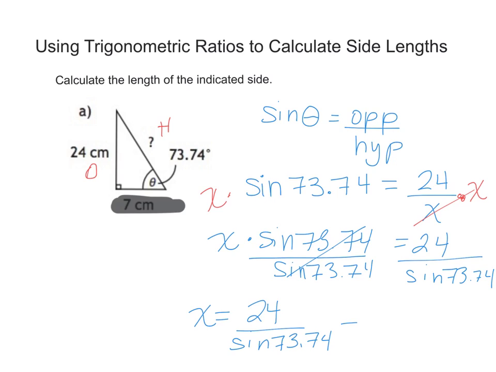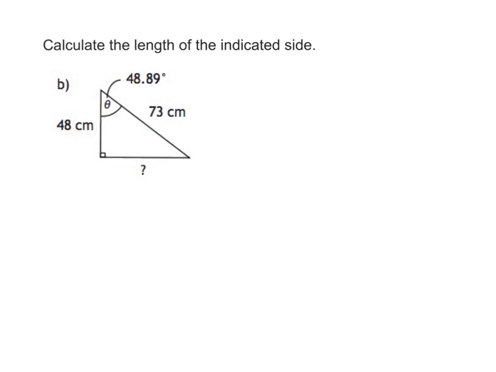Once you punch that into your calculator, you end up with X equals 25 centimeters. Here's another question that's similar. Calculate the length of the indicated side. And this time, I'm going to just black out that number.